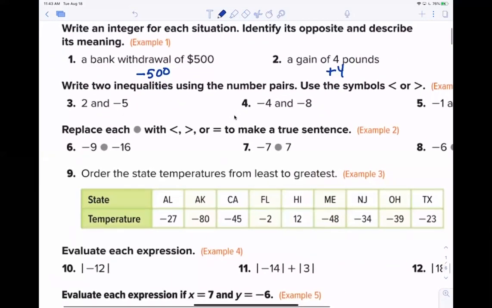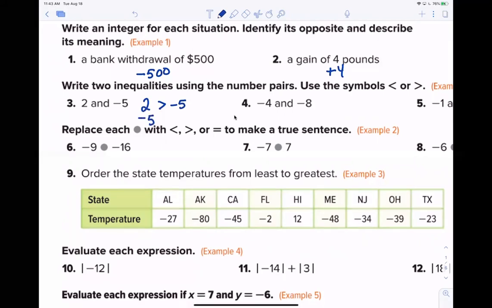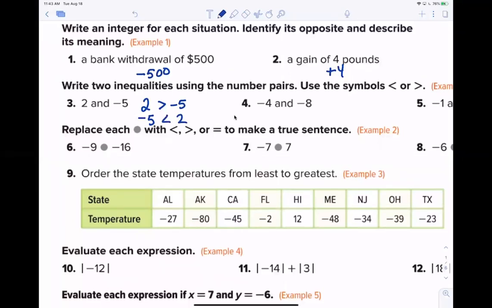All right, now you have to write 2 inequalities. Do you remember the inequality symbols? So 2 is what? Greater than negative 5. And then you write what? Negative 5 is less than 2. That's what they mean by that. You good on that? All right, next. Go ahead.